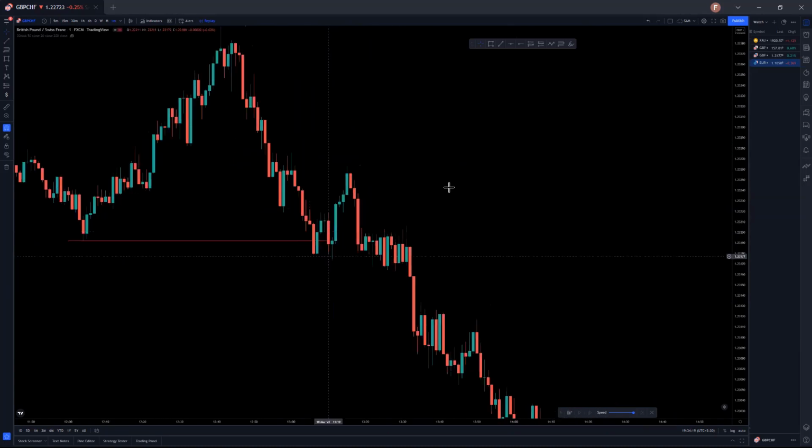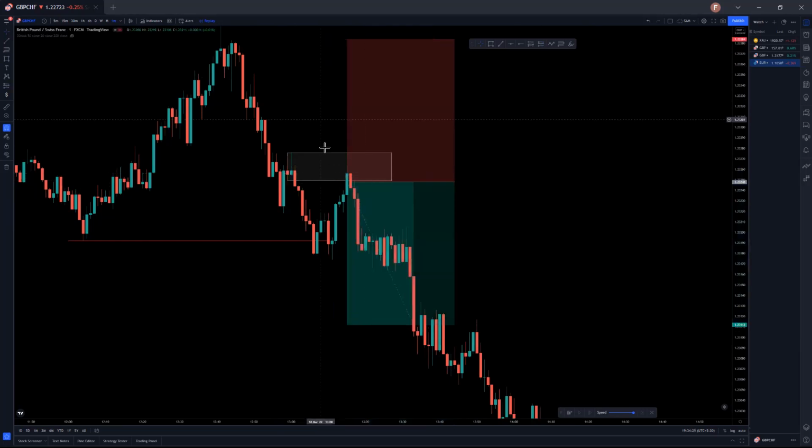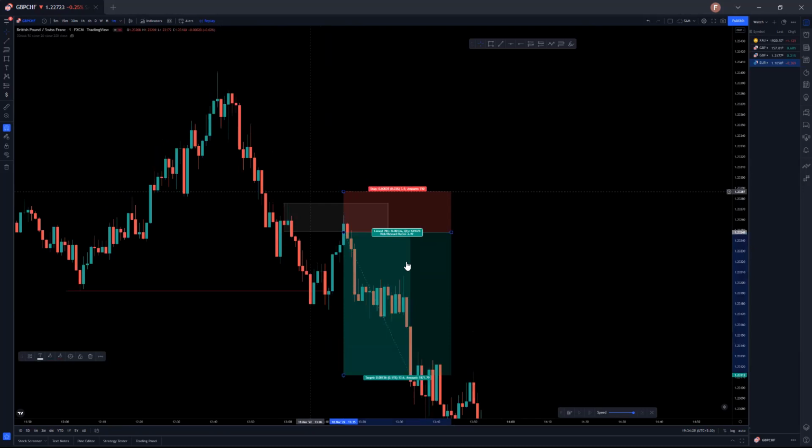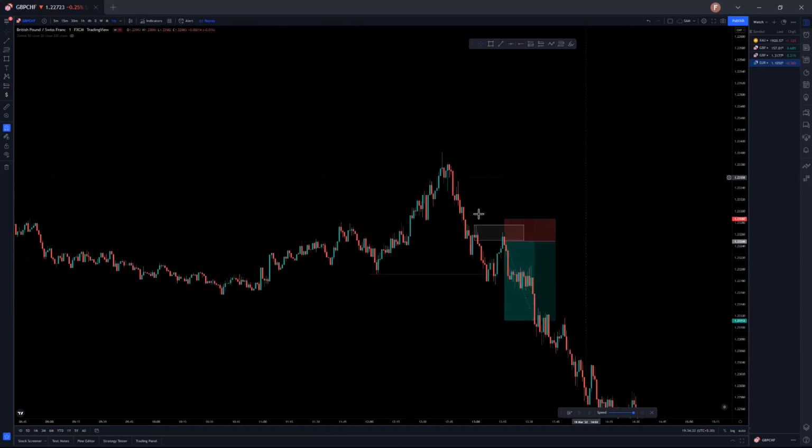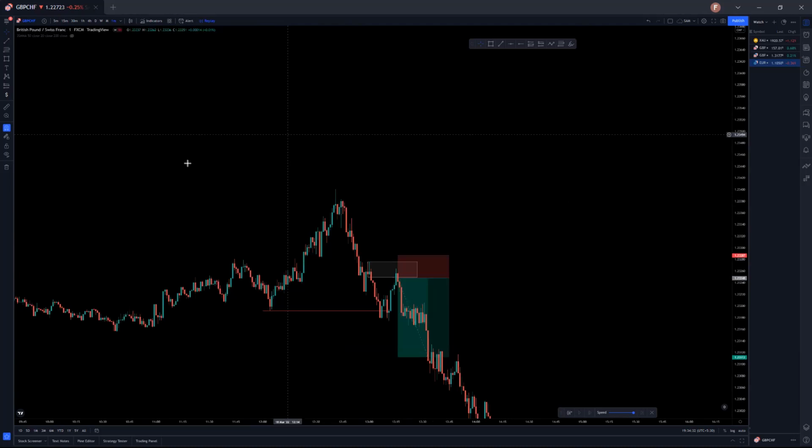Once price did break, here was your entry. It was a flip. Now there is a very tricky part: you have to combine those things. The daily candle was like this. At this point in time, the daily candle was here.